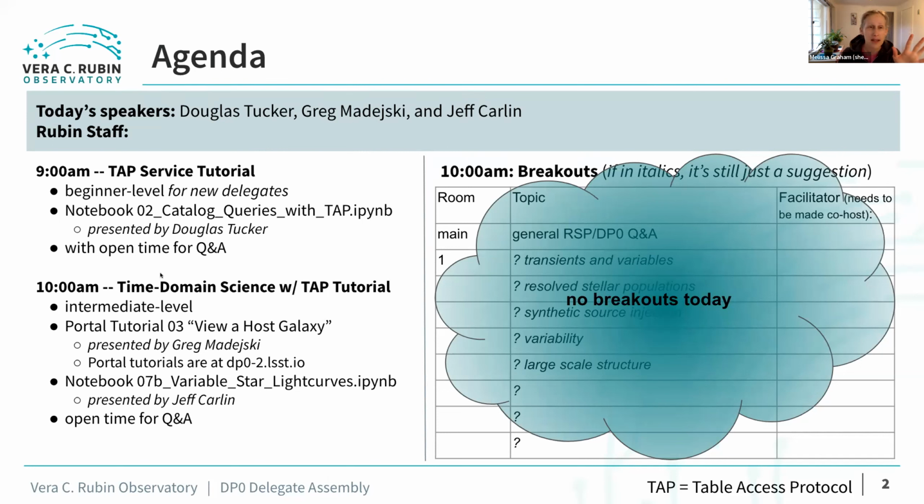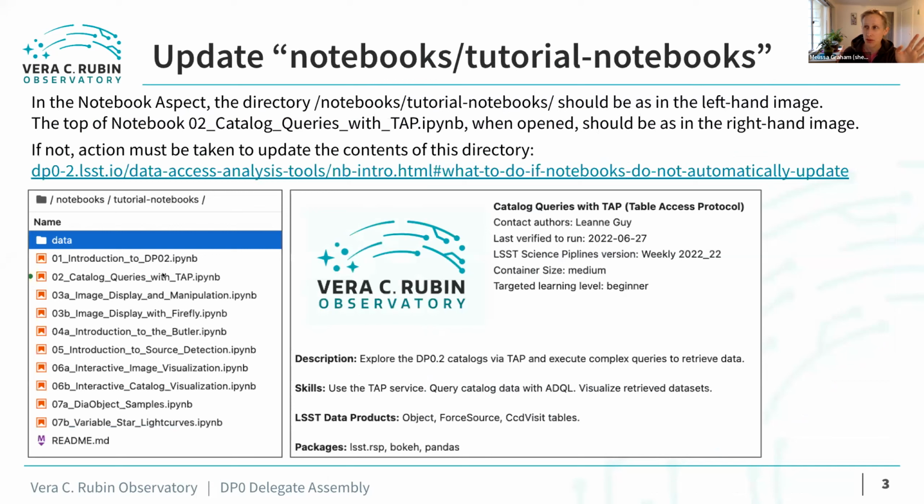The next couple of messages are mostly for our delegates who are with us from DP0.1, who had the DP0.1 set of notebooks in their home directory. If you've just joined us and just got an account in the RSP, all your notebooks will be fresh and they'll all be for DP0.2, and you don't have to worry.